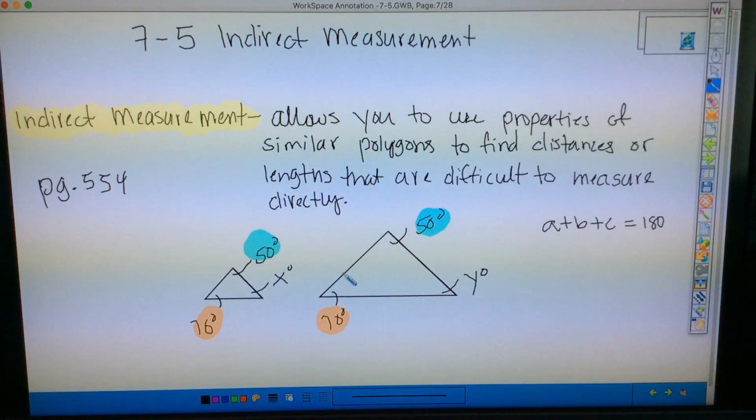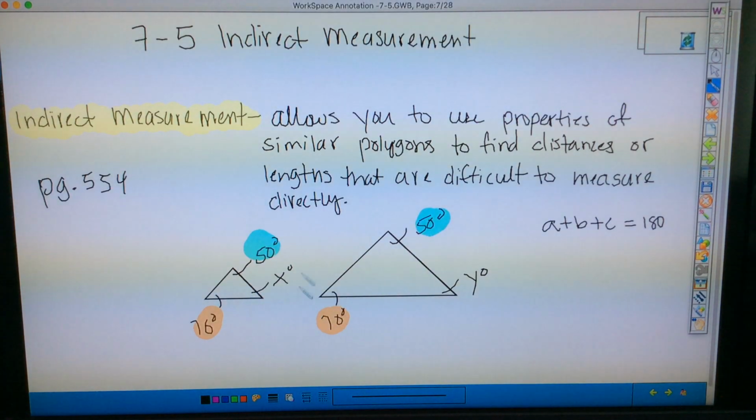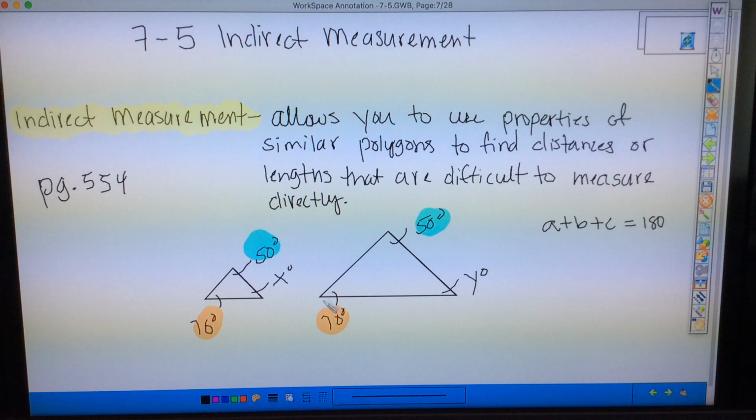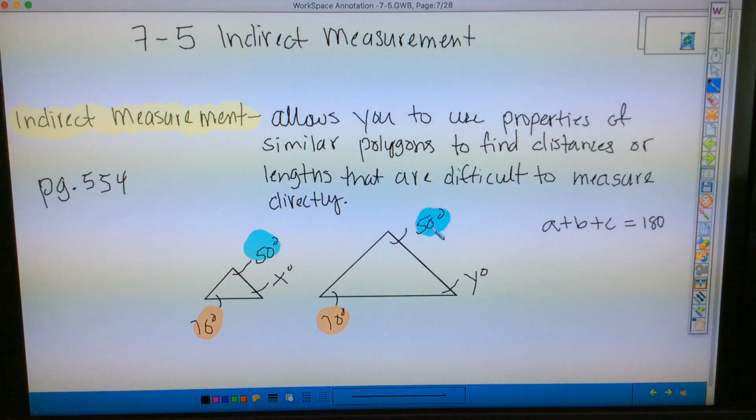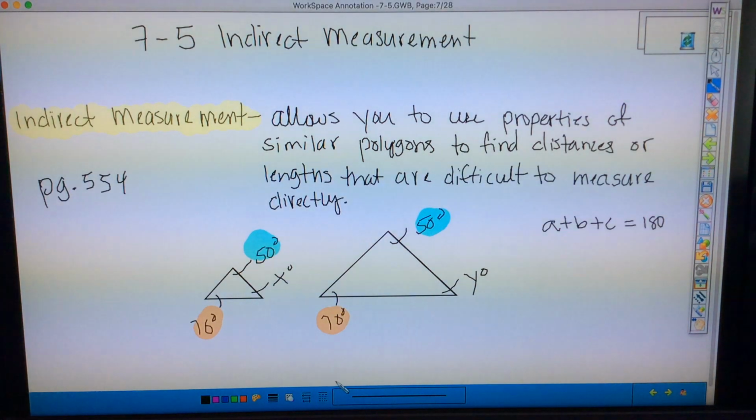So here's the deal. We have these two similar triangles. They are the same shape, but they have a different size. So we know that this angle is 70 degrees, which corresponds with this angle, 70 degrees. This angle is 50 degrees, which corresponds with this angle, also 50 degrees. We don't know what X and Y are, but they have to be the same, right? Because these two are the same. If two angles of a triangle are the same, the third also has to be the same.